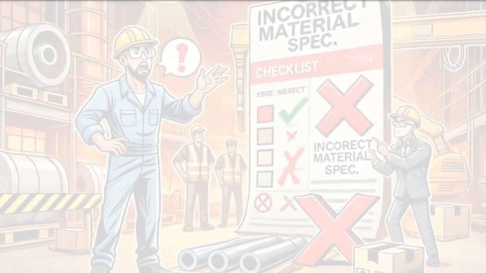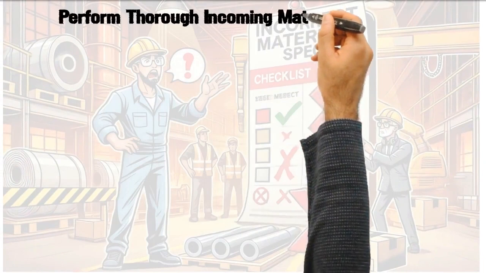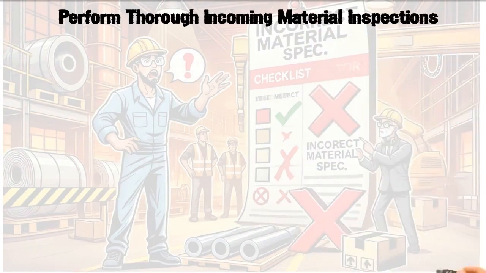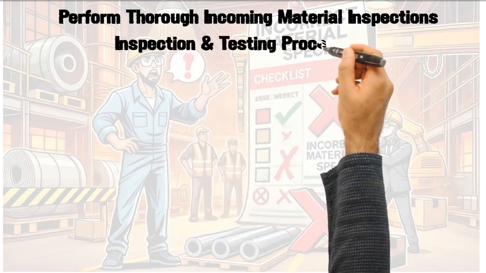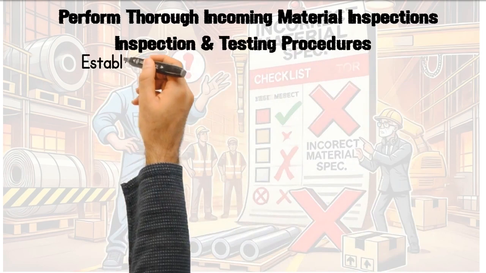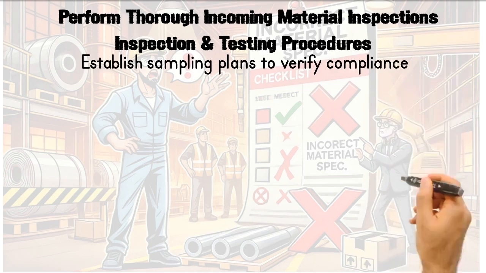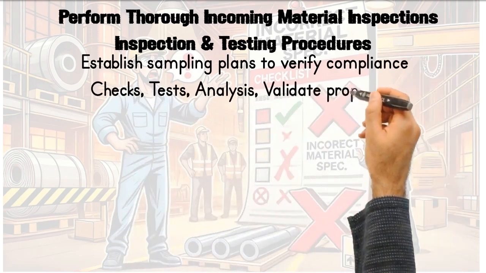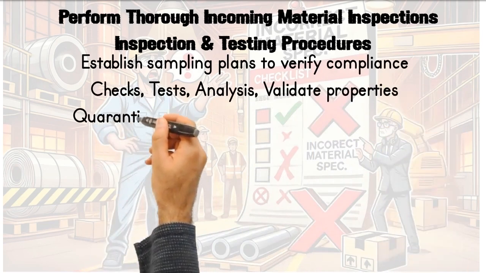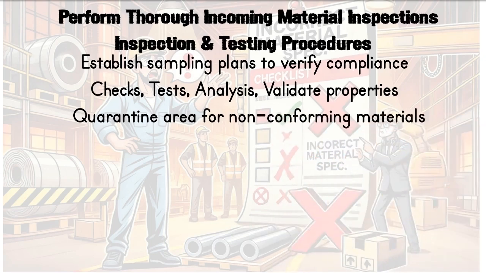The second best practice strategy to implement is to perform thorough incoming material inspections. Inspection and testing procedures need to be in place. Establish sampling plans, e.g., AQL standards, to verify material compliance. Use dimensional checks, hardness tests, and chemical composition analysis to validate material properties. Maintain a quarantine area for non-conforming materials to prevent use in production.